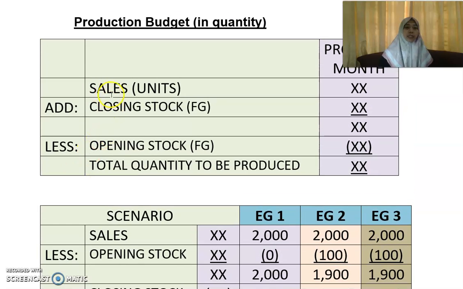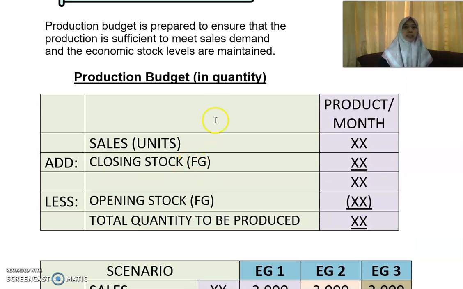To make it look nicer, normally you put the add first, then you less. So that will be sales units, add your closing stock, less your opening stock. That's how you prepare your production budget.